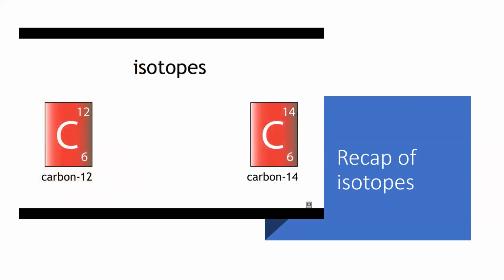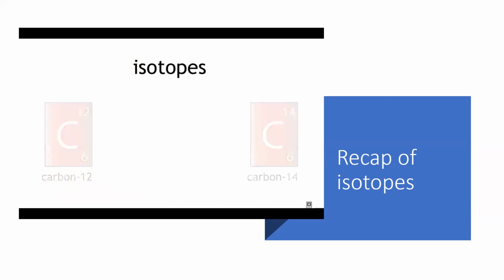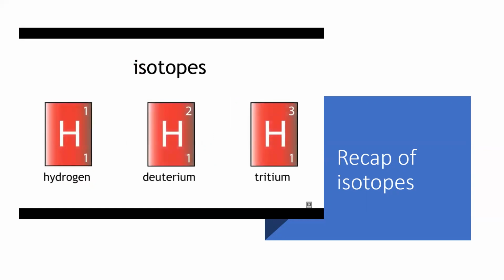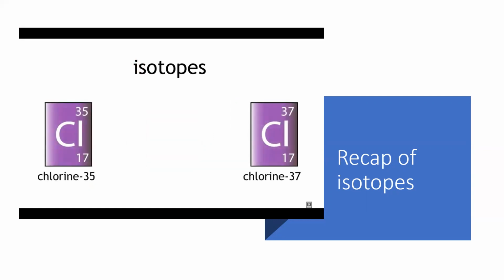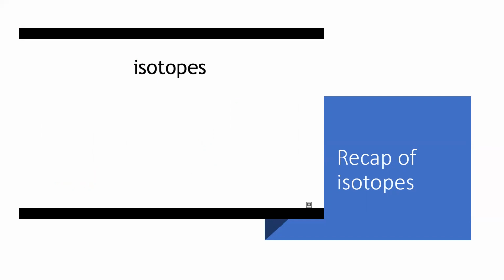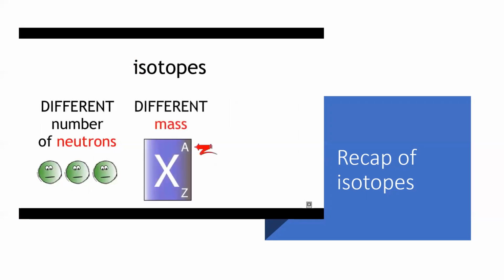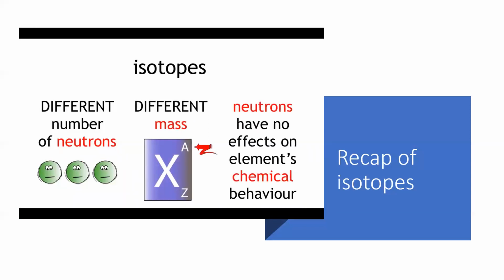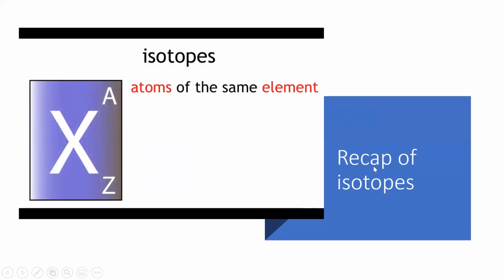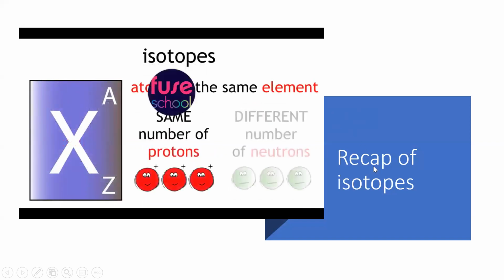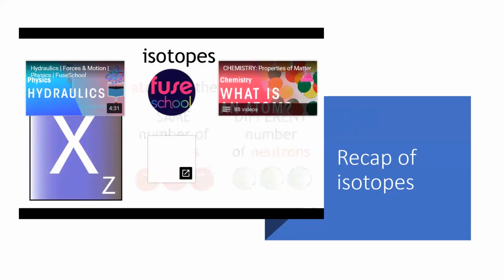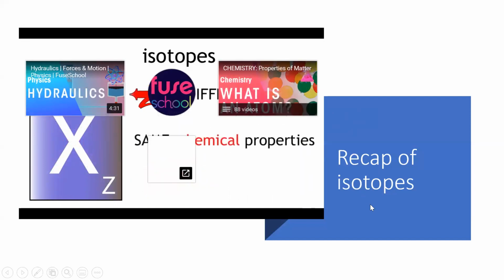Carbon-12 and carbon-14 are not the only examples of isotopes. There are many more, such as hydrogen, deuterium, tritium, and chlorine-35 and chlorine-37. Isotopes only differ in their number of neutrons and their mass. Their chemical properties are exactly the same because neutrons have no effect on an element's chemical behavior. This is controlled by electrons, which we will discuss in another video. So isotopes are atoms of the same element with the same number of protons but a different number of neutrons. They have different masses, but their chemical properties are exactly the same.